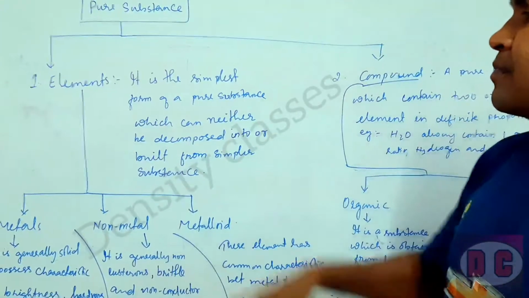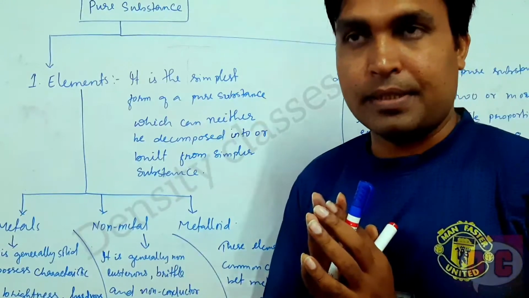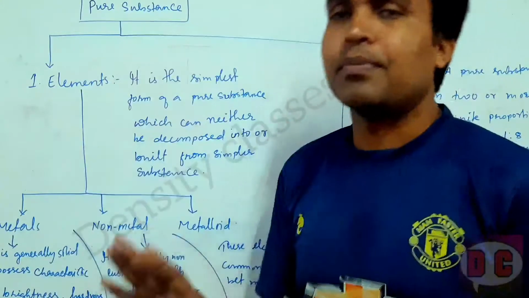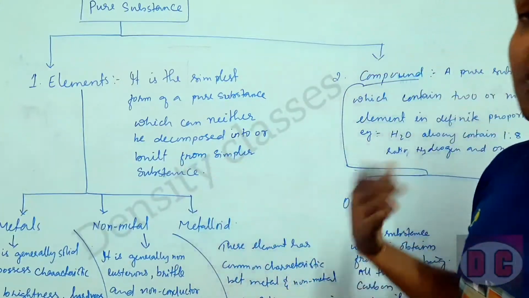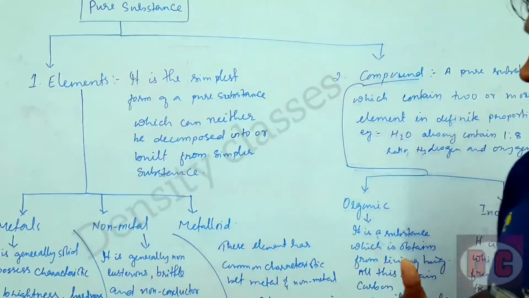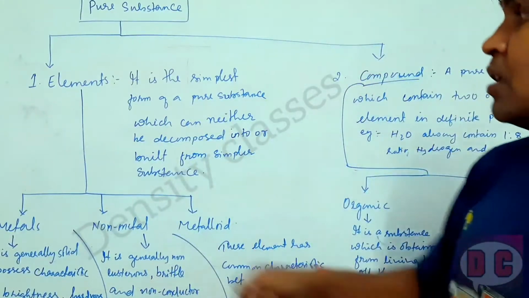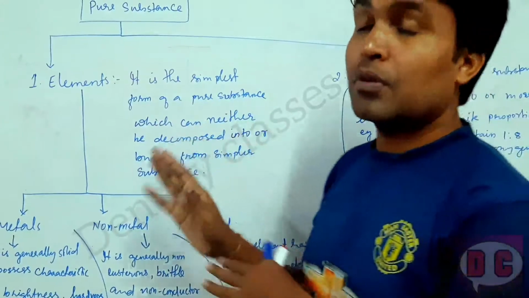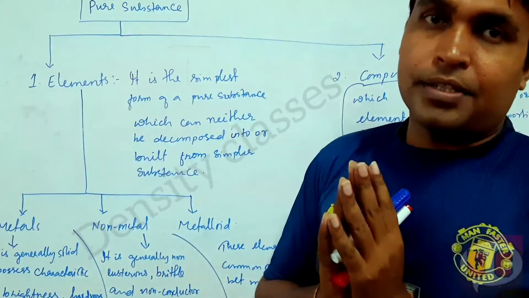So, elements. What is an element? It is the simplest form of pure substances. If you want to break it further, you cannot break it further. That is the simplest form. It can neither be decomposed nor built up. If you want to make these elements, you cannot make them by yourself under ordinary conditions. Got it or not? So it is the simplest form of a pure substance which can neither be decomposed nor be built up under ordinary conditions.